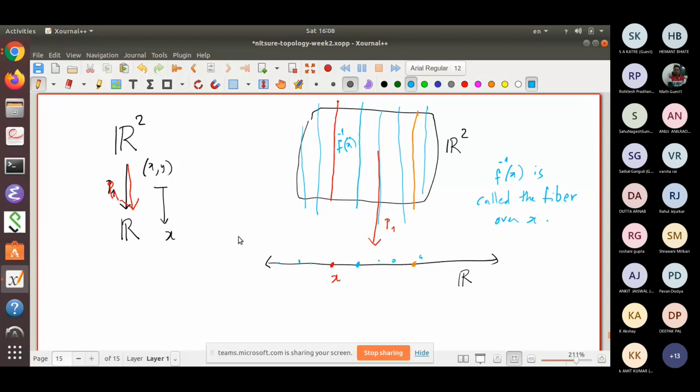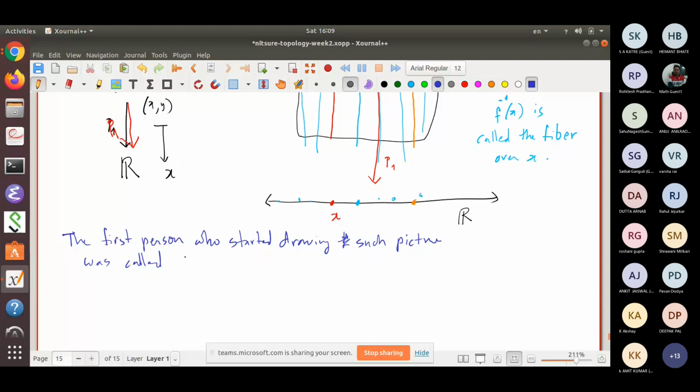Now people were not drawing such pictures once upon a time. The first person who started drawing such pictures, what was his name? You should know some history of mathematics. Correct. His name was Alexander Grothendieck. Ah, Grothendieck.